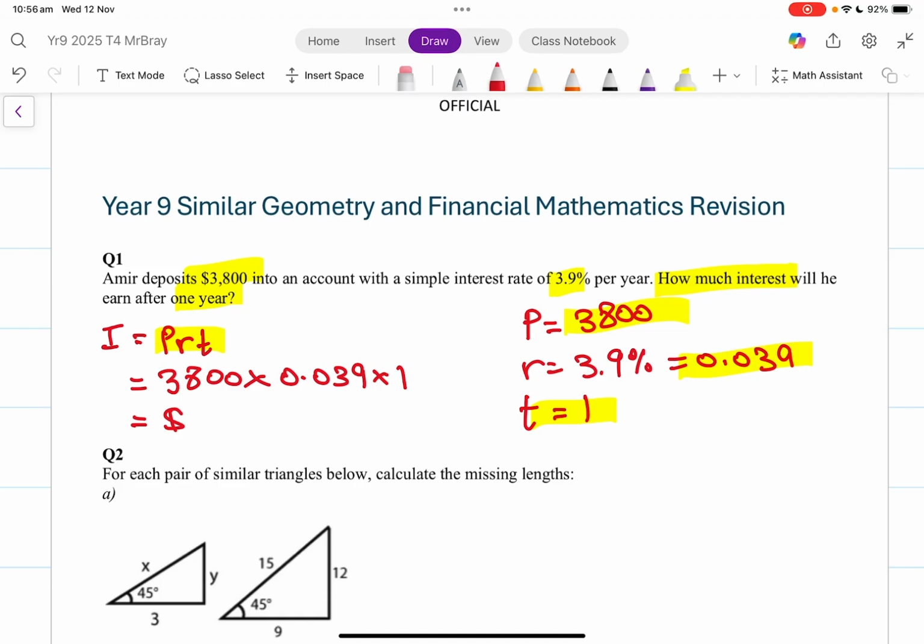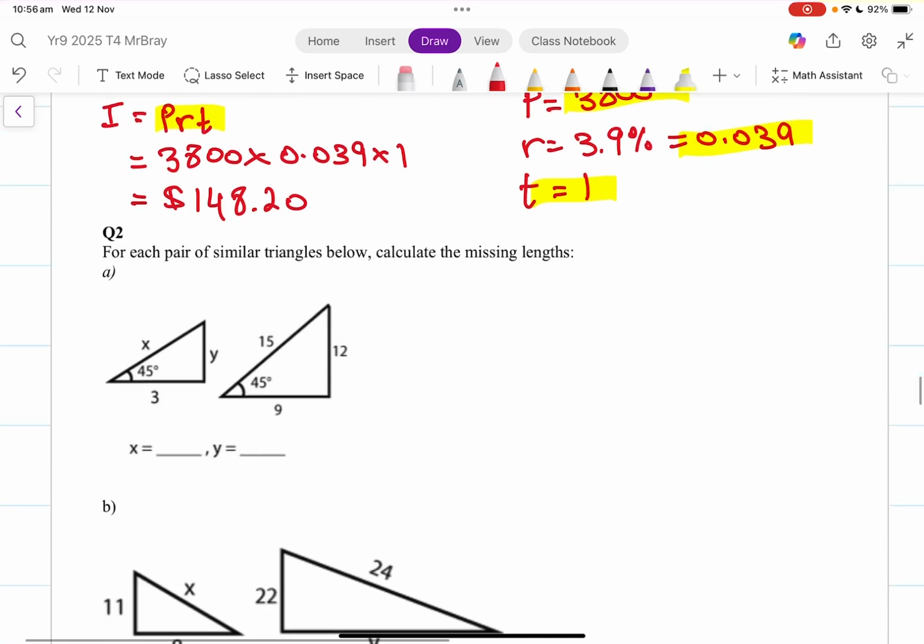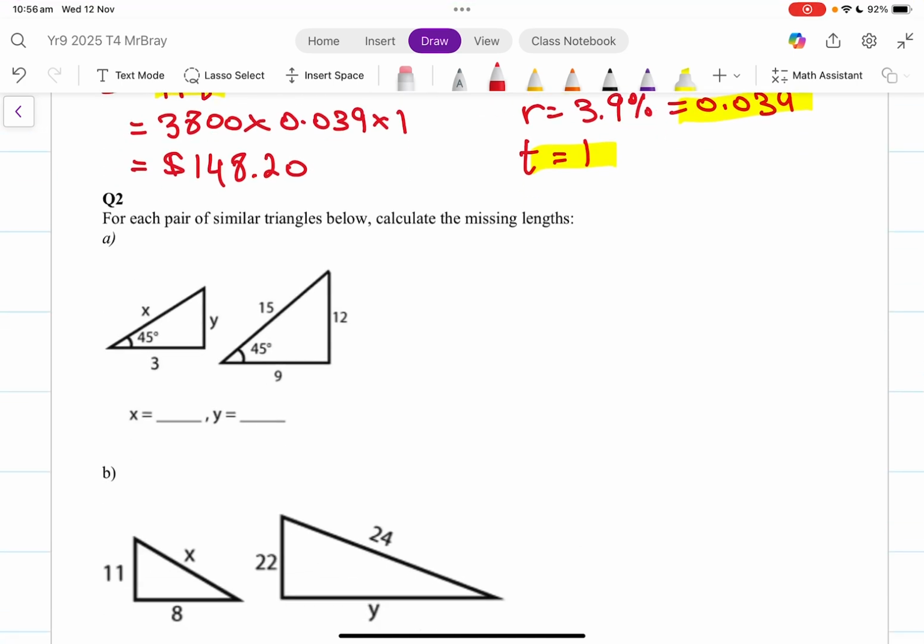And this is, of course, going to give us a dollar amount. I just need to go grab my calculator. Give me 1 sec. All right, thanks for waiting, guys. So that should give us $148.20.